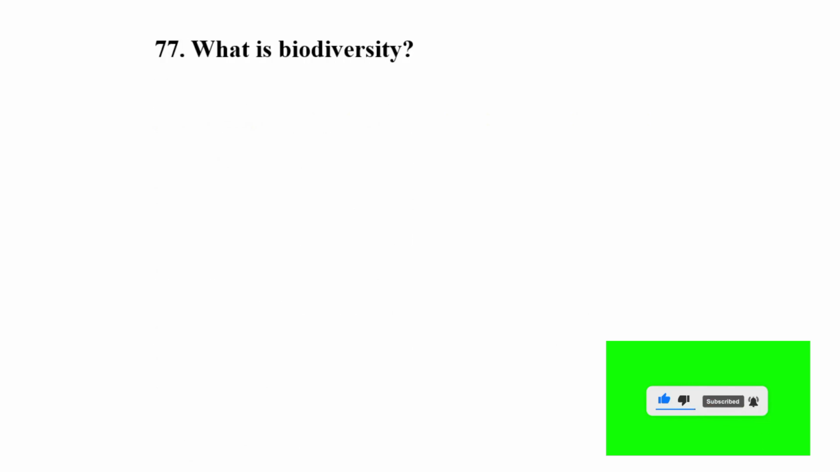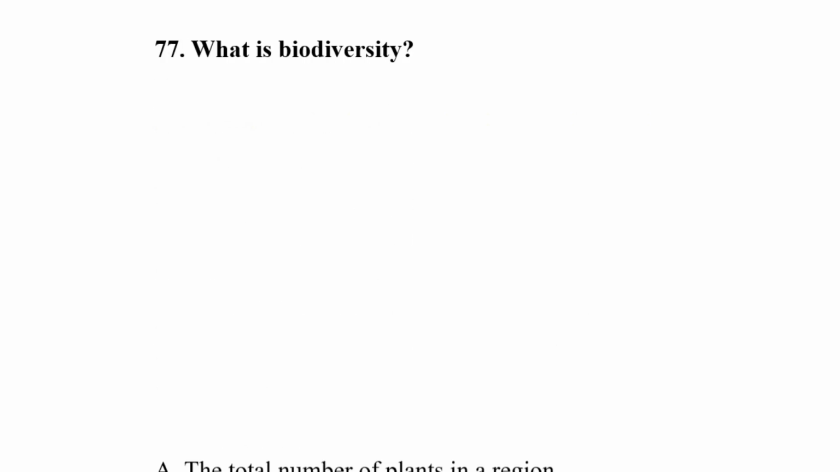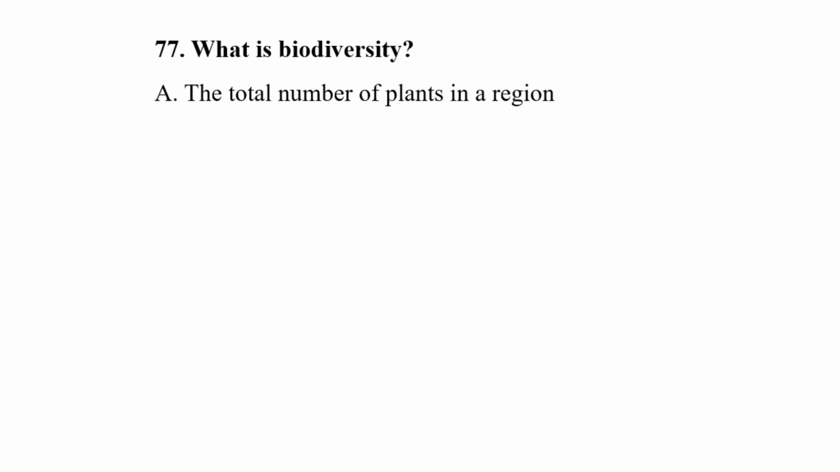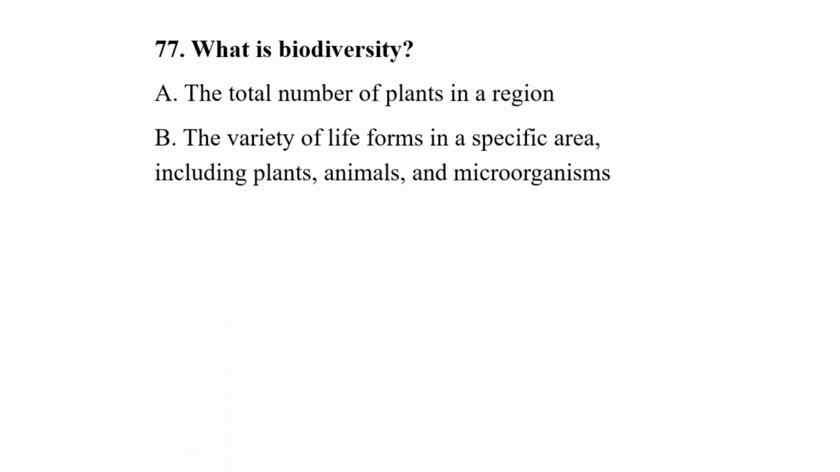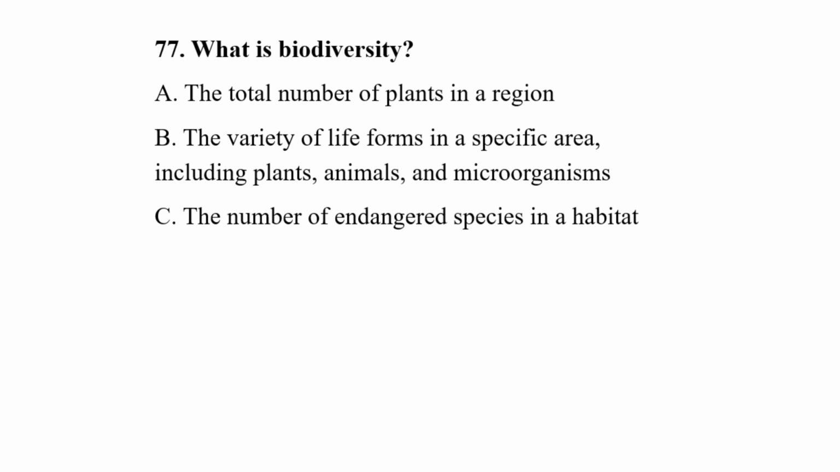Question number 77. What is biodiversity? A. The total number of plants in a region. B. The variety of life forms in a specific area, including plants, animals, and microorganisms. C. The number of endangered species in a habitat. D. The study of forest management.